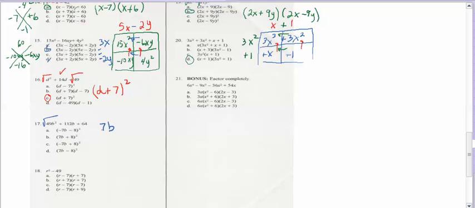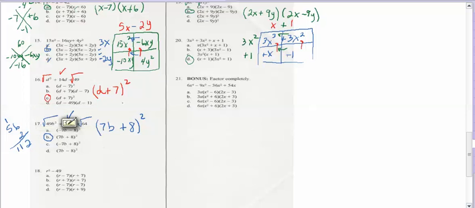7b. Take the square root of the last term, which is 8. 8 times 7 is 56. 56 times 2, I'm hoping I'm going to get 112, so I don't have to do a lot of work. 112. Perfect square trinomial. Keep my plus, put my parentheses, square it. And now I'm looking for 7b plus 8 squared. There it is, letter B.